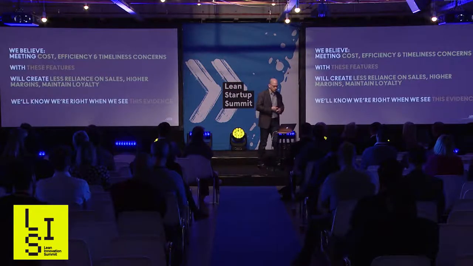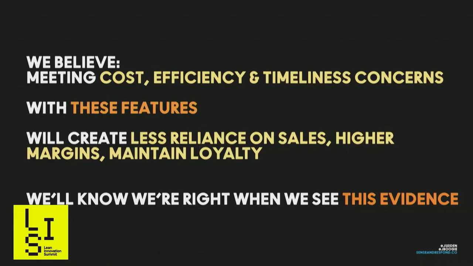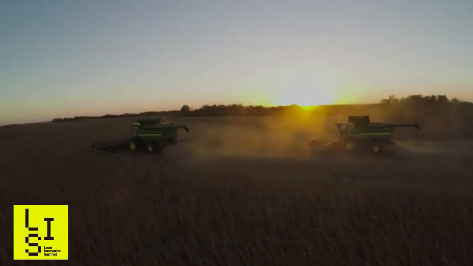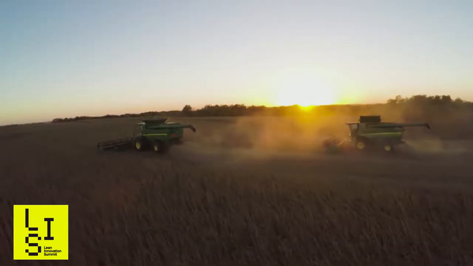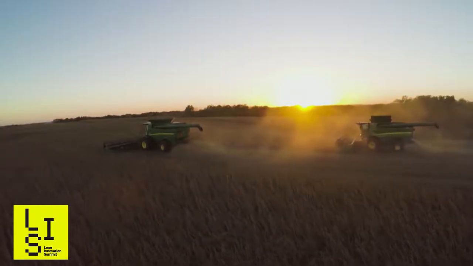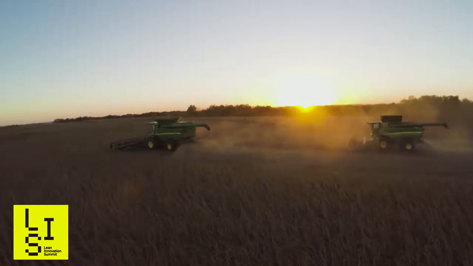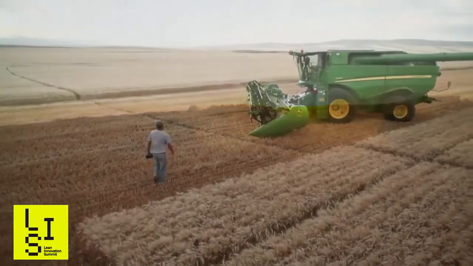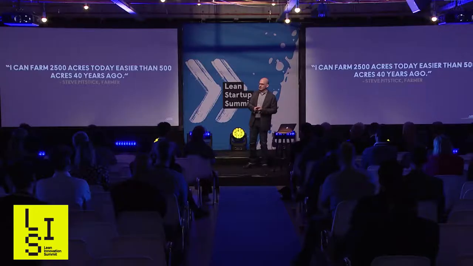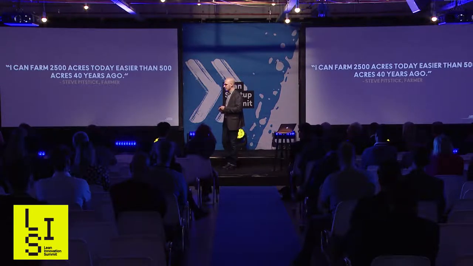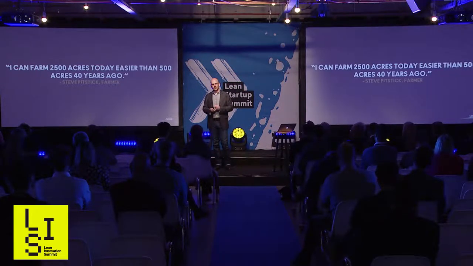Now remember, this is where we are right now. And we're trying to understand what to build for farmers. So we've got these amazing machines. They farm a significant amount of land at higher productivity, at less effort, at less cost. In fact, the farmer that we spoke to earlier, he said, look, I can farm 2,500 acres today easier and faster than 500 acres 40 years ago. Right? This is the problem that we're actually seeing.